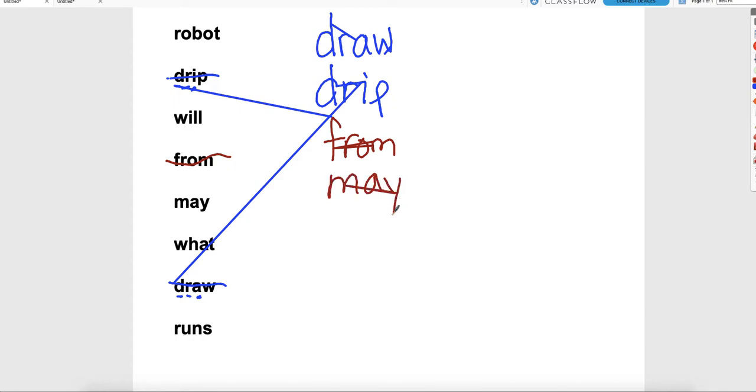M-A-Y. Another crazy line. Okay. Now I have robot, will, what, and runs. What's going to come next? Janessa, what do you think? Are you raising your hand or are you just holding your hand up? Okay. Just wanted to make sure. Gwen, do you know what comes next after may? We have robot, will, what, or runs.